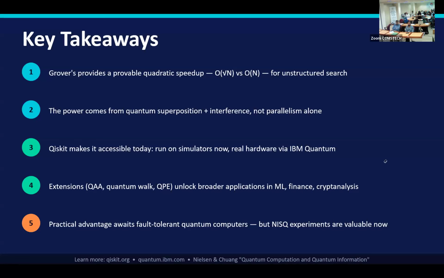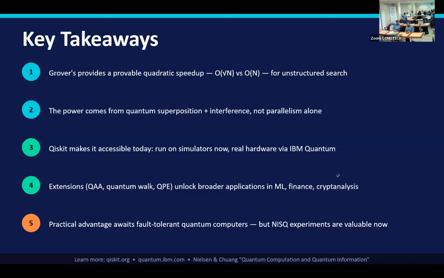So the key takeaway is Grover's algorithm provides a provable quadratic speedup. Classically it was big O of n, quantum-mechanically it's big O of square root of n. But it's specifically for the unstructured database. Then comes the power of quantum. What were those used in Grover's algorithm? The superposition and the interference. We're going to search all the things together in superposition at the same time.